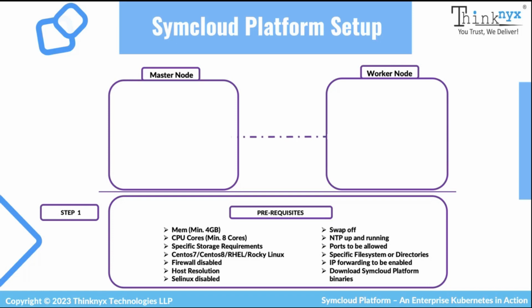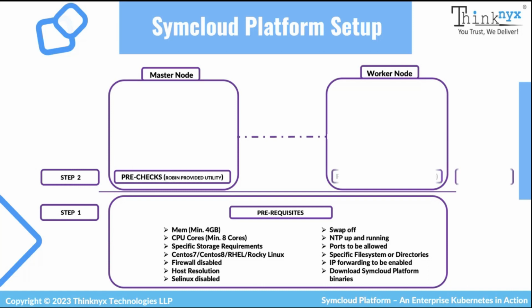Once these prerequisites are done, we are in a position to get started with the deployment of our SimCloud platform. Step number two is the pre-checks. These pre-checks need to be run on all servers. If you are creating a 2 node, 3 node, 4 node, 5 node, or 50 node cluster, you have to do the pre-checks so that we can fail early, rectify the problems, and then proceed to the next steps. Robin, or the SimCloud platform, provides a utility which can help you check whether all the prerequisites are met on these servers or not.